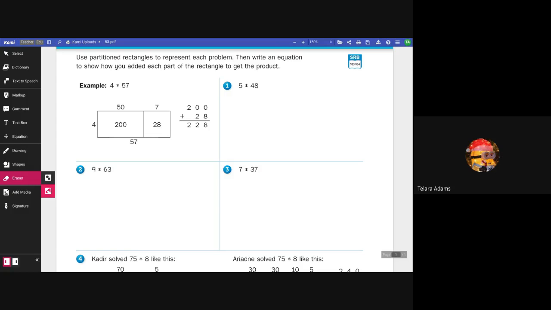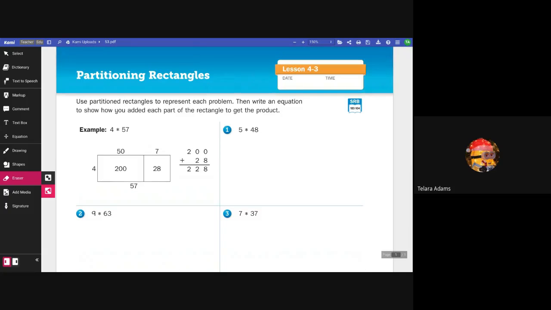And now it is time for part two. At this time, make sure you have open January 11th, part two. We are still partitioning rectangles.